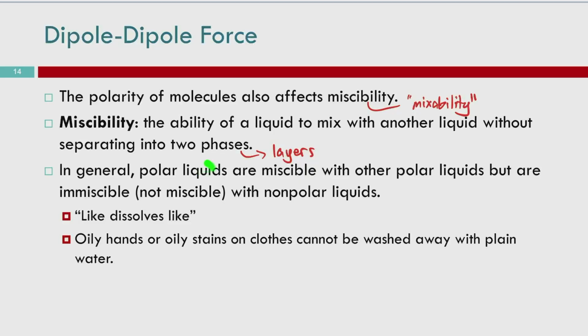Generally, the rule is that polar liquids, things that have dipole-dipole forces, are miscible with other polar liquids. They're not miscible, they're immiscible with nonpolar liquids. So polar things like water and ethanol. An example of those two mixed together is vodka. If you've seen vodka, it's clear, one single layer all the way through, because the ethanol and the water are miscible. They're both polar.